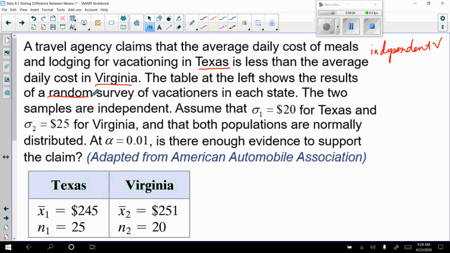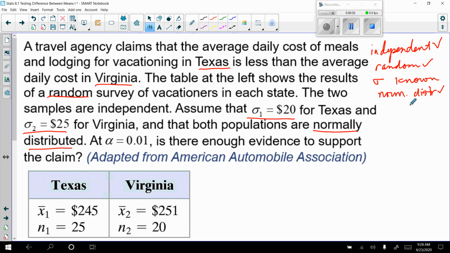We've got 2 random surveys that were taken, so these are random, meets that condition. We know the population standard deviation for both. Sigma is known. And they tell us that they are normally distributed, even though the quantities are less than 30. So we can use that. So our conditions are met.